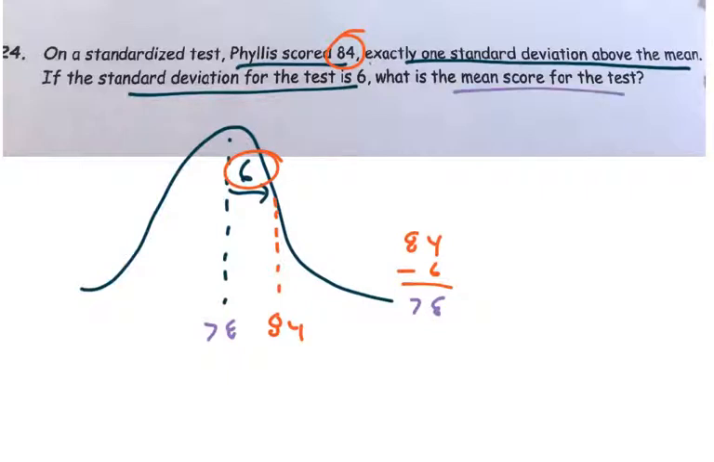And so that was the question. What's the mean score or average on this test? The average score was 78. Phyllis again scored 1 standard deviation, or 6, above. So that would be simply 84 minus 6, 78. And we're done. So pause the video if you need to on this one.